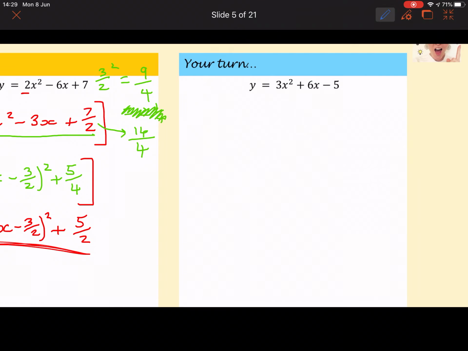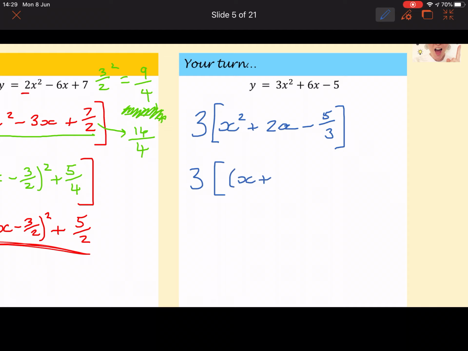Don't worry if you haven't quite finished. So here we're going to take the 3 out. Use your square brackets. It just helps to know what stage you're at or what you've done. We end up with x squared plus 2x minus 5 over 3, all in our square brackets. Then we're going to complete the square on just that middle bit. So rather than x squared plus 2x, we have x plus 1 squared.